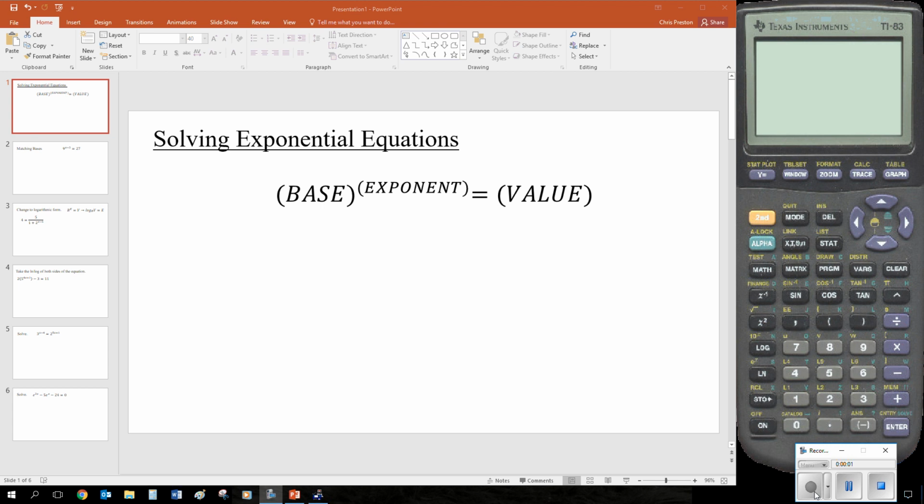All right, so we're going to look at solving exponential equations. The basic setup of the equation is going to look something like this. You have a base to an exponent equals some kind of value expression, and our variable is going to be in the exponent location, hence why these are exponential equations. I'm going to go through a few different ways of approaching these problems and how you can solve them.